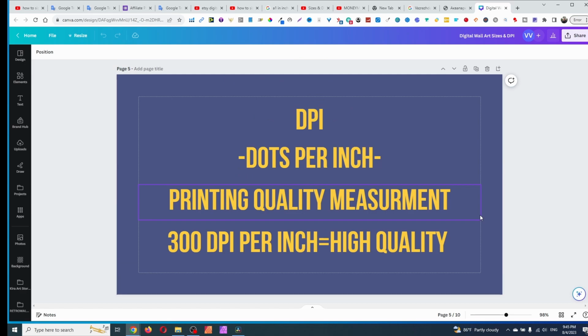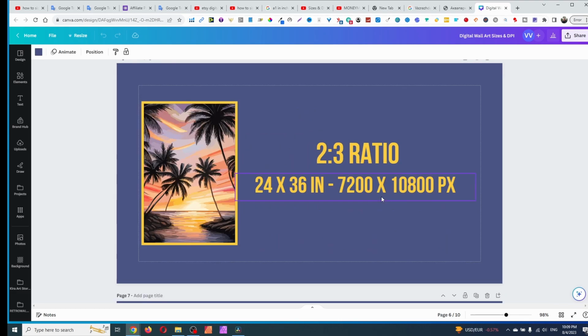So what is DPI? DPI stands for dots per inch or pixels per inch, and this is a printing quality measurement. If you want to print in high quality, you need 300 DPI. So this means that for any file that you create in inches, if you want it to be high quality in pixels, you need to multiply any inch by 300. And here are the examples of our files for wall arts.